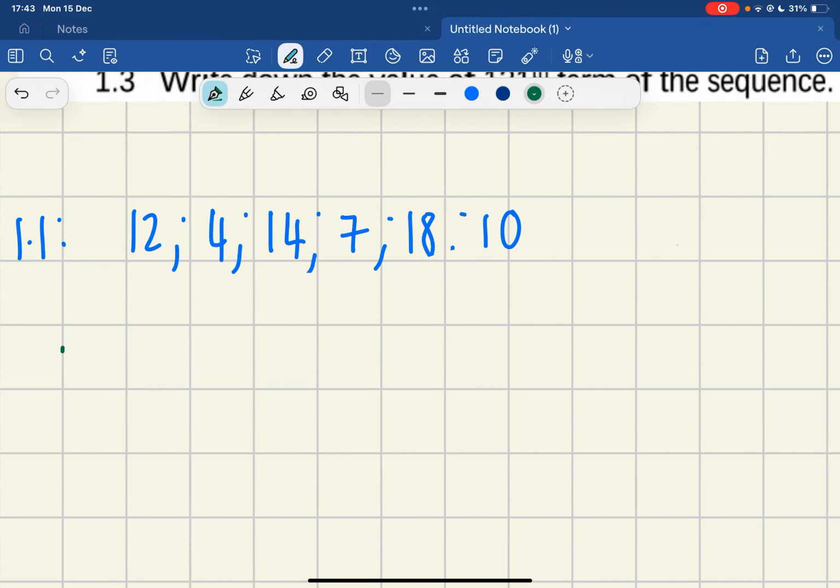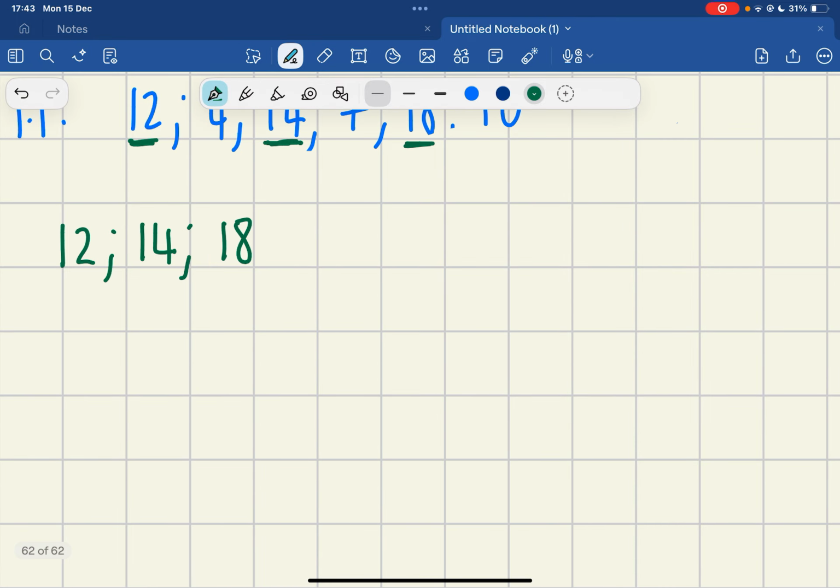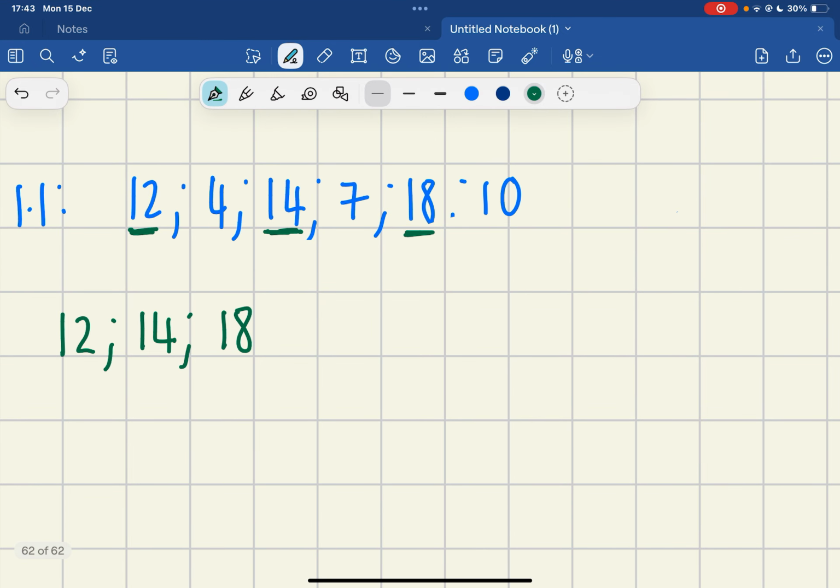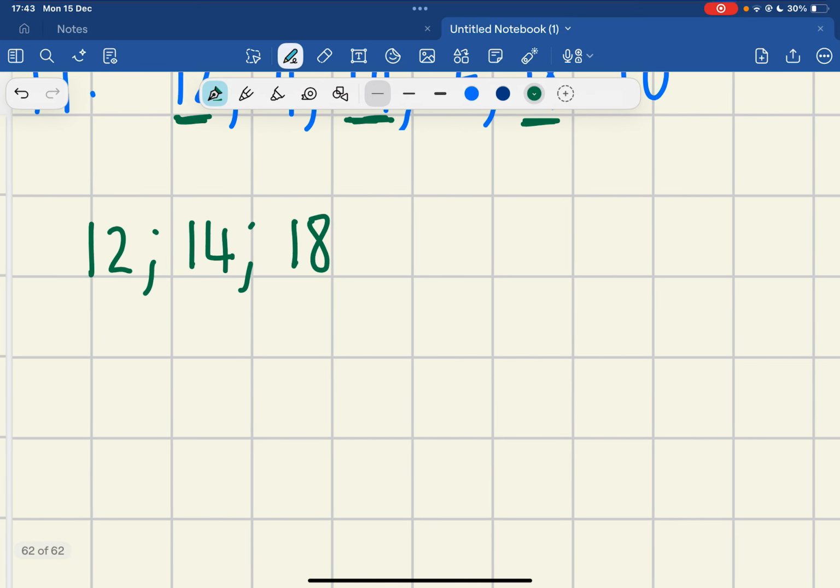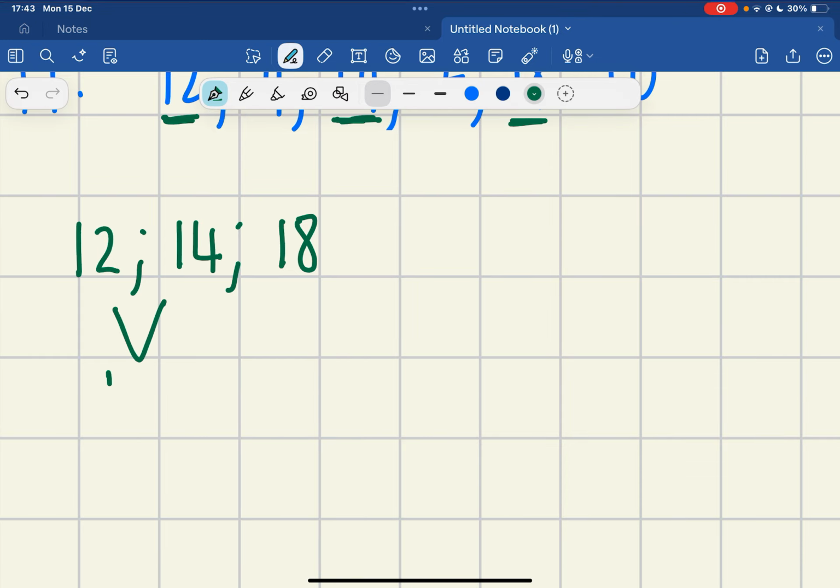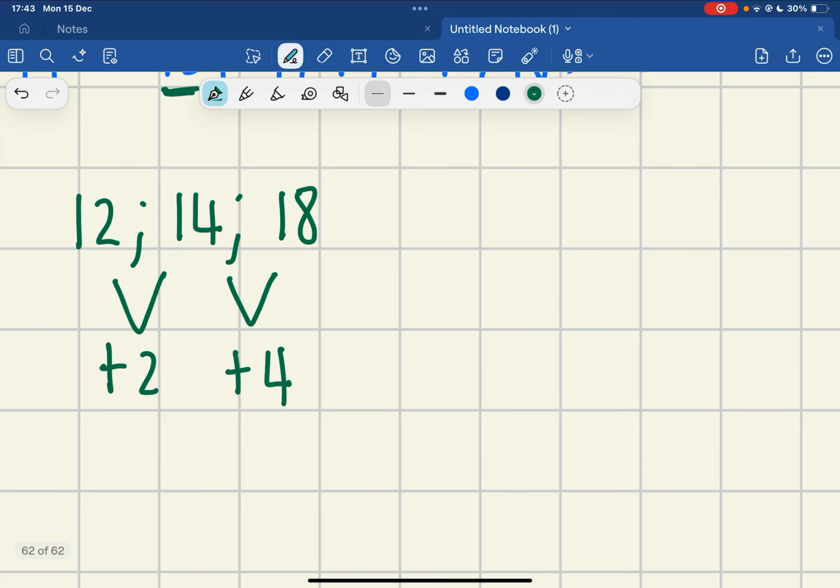So let's separate them. 12, so you would be here. Do you see the pattern, guys? Do, skip, do, skip, do, skip. So we'd have 12, 14, and 18. Now, would you say that this is an arithmetic sequence? Arithmetic increases, right? So here we increased by 2, and then here we increased by 4. It's not arithmetic.